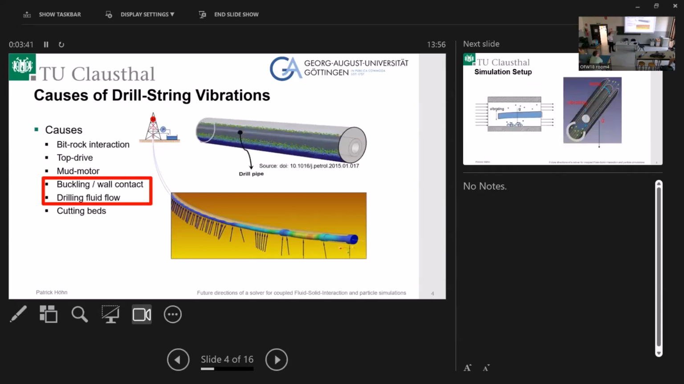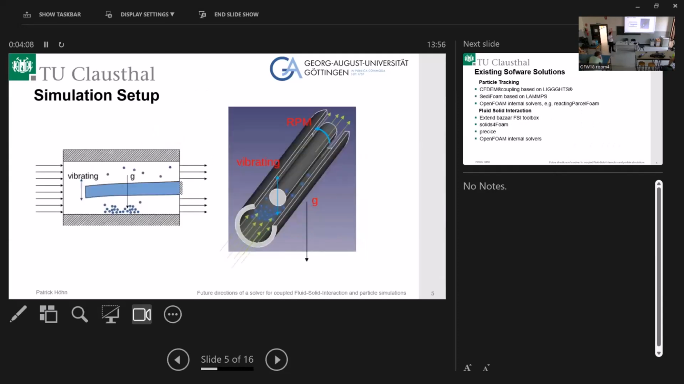And here you can imagine how such a cutting bed would look. So here we have our inner drill string, and here we have the particles of the cuttings. Here the picture is of course ideal because the particles are spheres, which of course you don't have in reality, but for the computation, you generally use it because it's the easiest way to at first get some work done in that area. With that, I would like to briefly show my simulation setup.